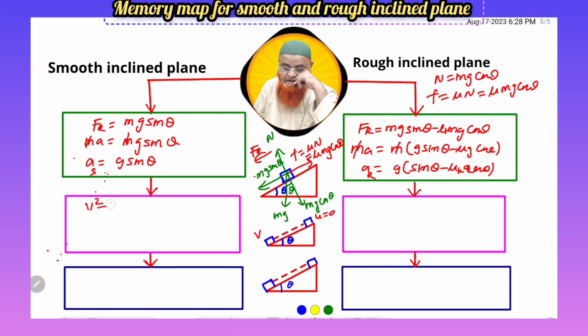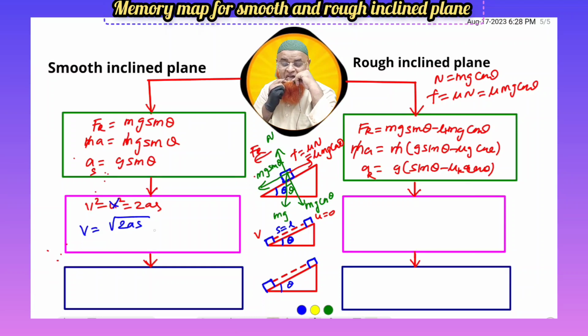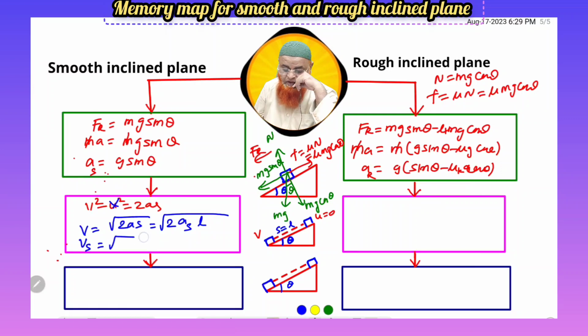So we can apply the formula v square minus u square is equal to 2as. Here initial velocity is 0, therefore the final velocity is square root of 2as. Here the length of the inclined plane, that is the displacement, is taken as L. So we can write this as square root of 2 into the acceleration of the smooth inclined plane into L. So the velocity of a smooth inclined plane is square root of 2g sin theta into L.